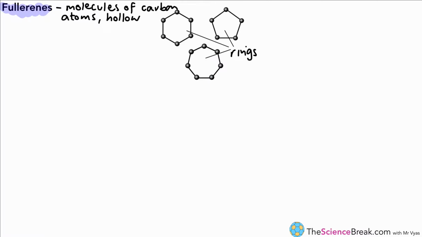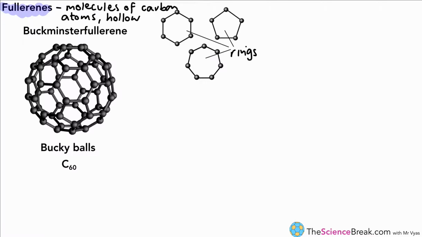Now the first fullerene ever discovered is called Buckminsterfullerene, named after somebody called Buckminster Fuller. I think Buckminster was actually his middle name, but it was named after him. And they're also called buckyballs, and each one of those contains 60 carbon atoms. And these are made of a combination of 6 carbon and 5 carbon rings.